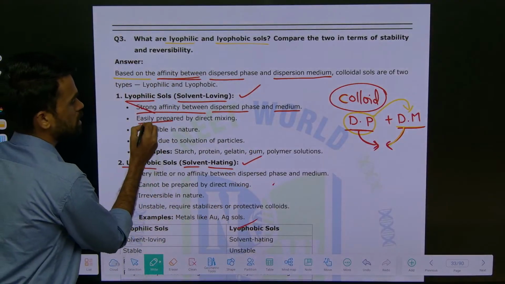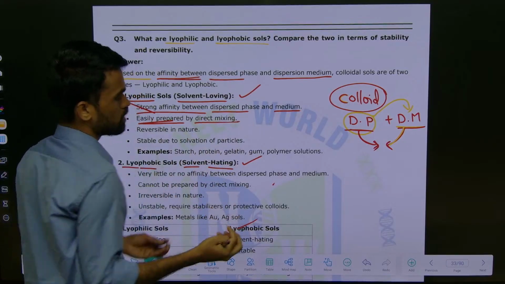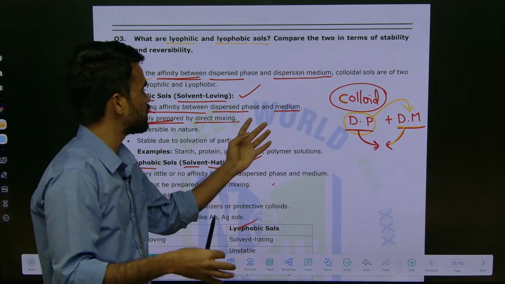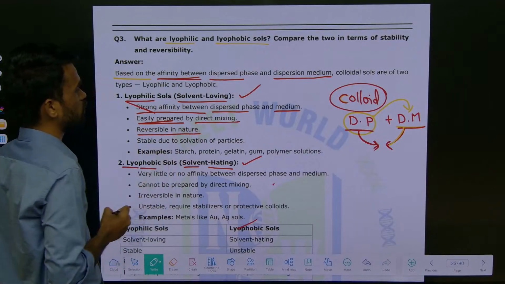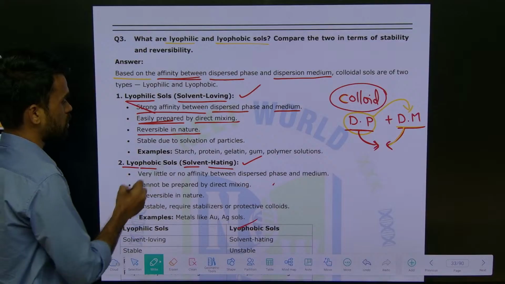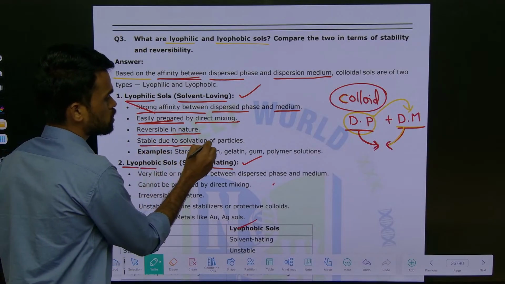So this is easily prepared by direct mixing. Yes, we can mix both of them and we get lyophilic colloids. It is reversible in nature. Lyophilic colloids are reversible in nature, and these are stable due to solvation of particles.